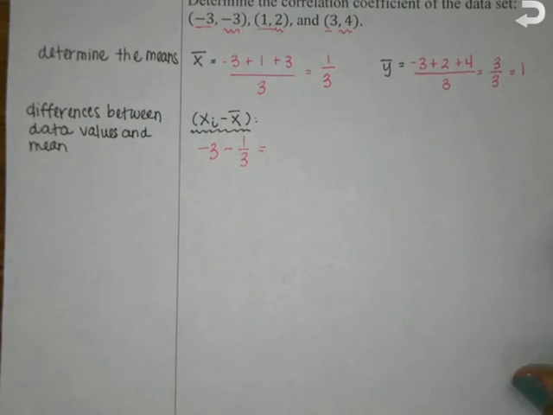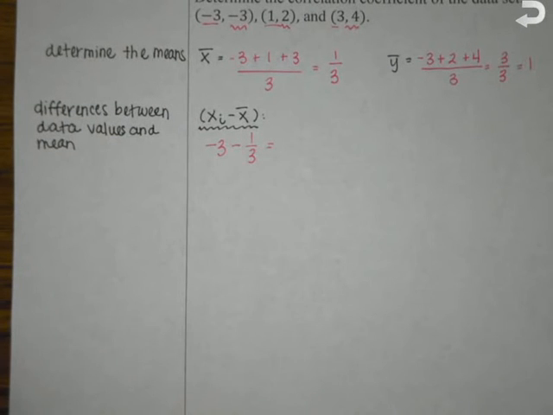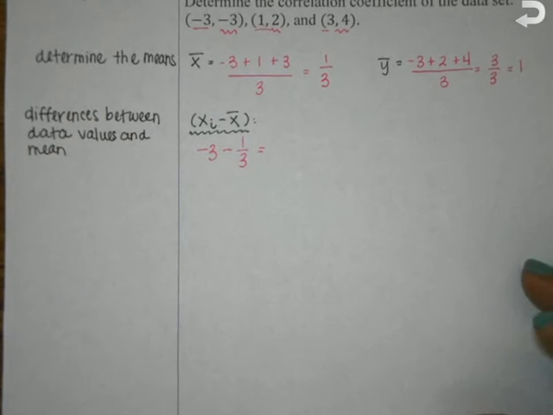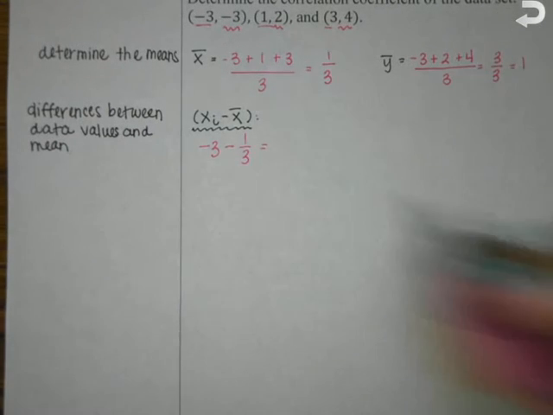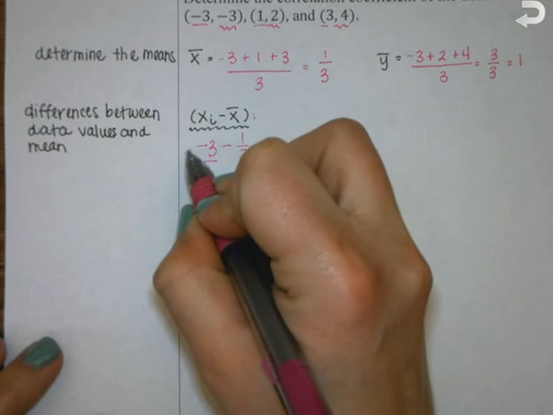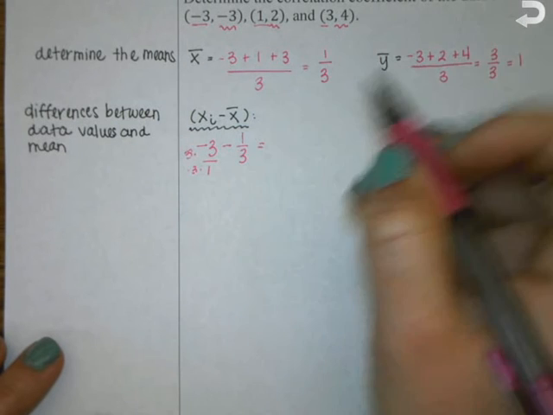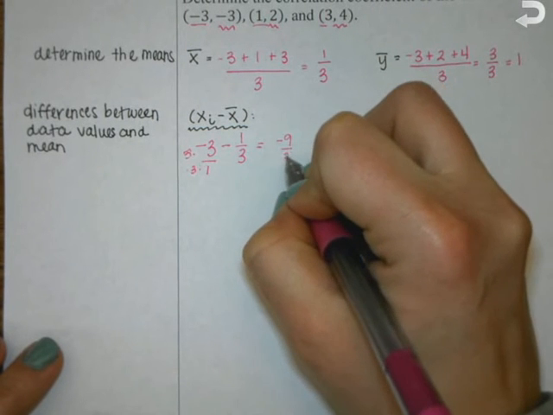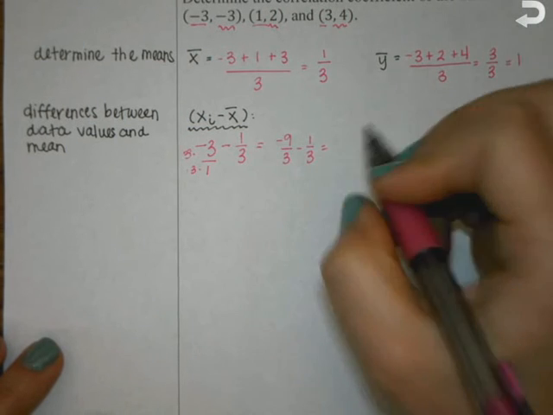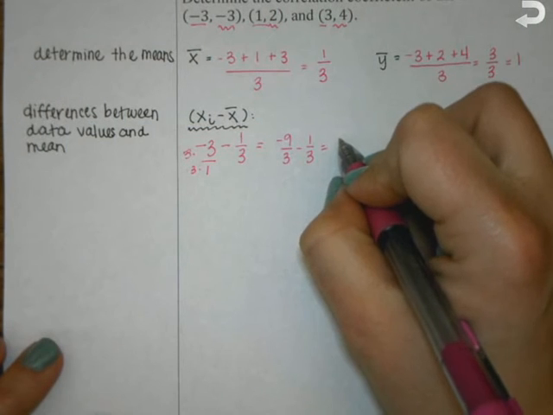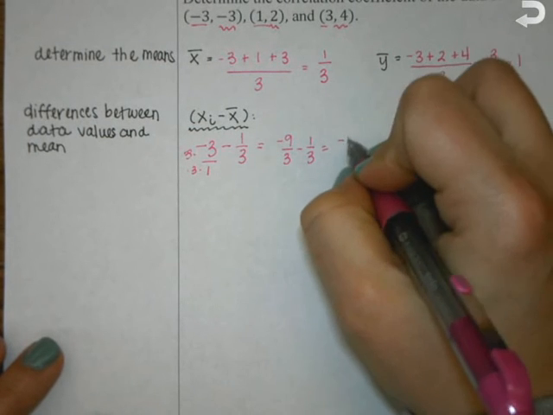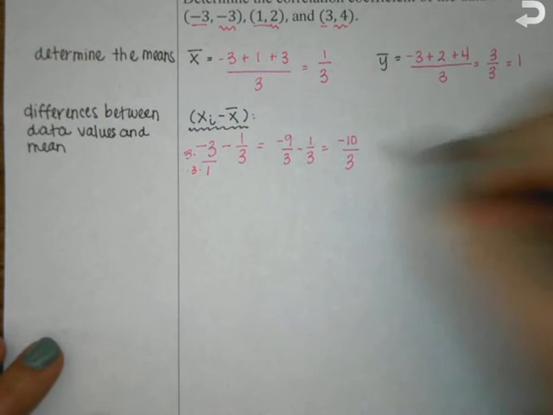Okay? Now, can I subtract these just yet? No, I need a common denominator. If this is currently over 1, I would multiply everything by 3. So that would be -9 over 3 minus 1 over 3. So what would the first difference come out to? -9 minus 1, -10 over 3. Okay?